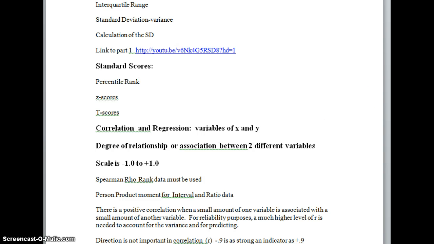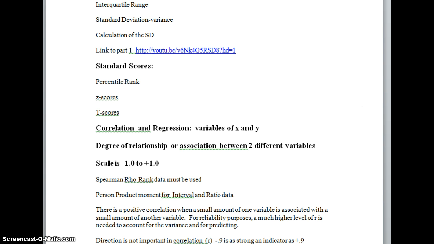Good morning, 380. This is part either 3 or 4. I think it's part 4 now. I want to talk one more little brief part about standard scores. They allow us to make meaningful comparisons between sets of scores that have different measurement units.